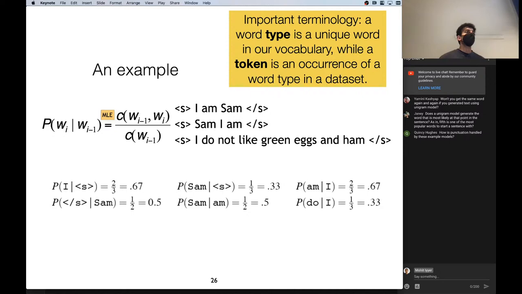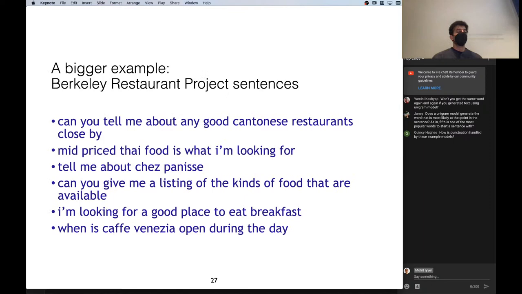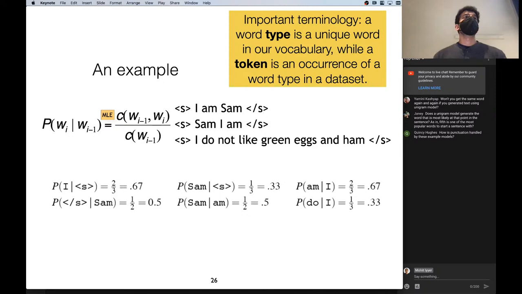So my distributions here will be over word types, the unique words in the vocabulary, not the word tokens, because this Sam is not different from this Sam in the probabilities that we're computing. All right. Yeah, so a period is a word type, a comma is a different word type, an exclamation point too. All of those are handled like that.